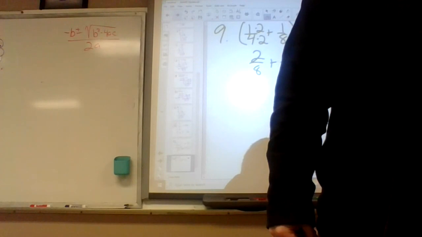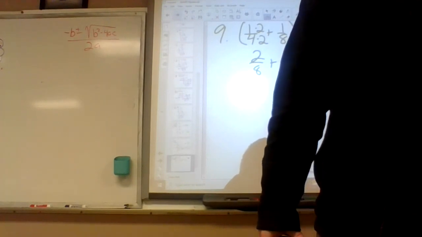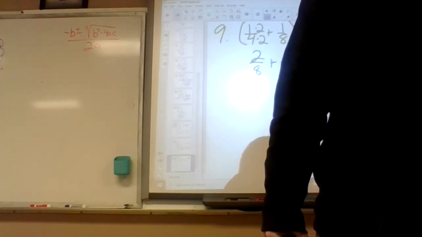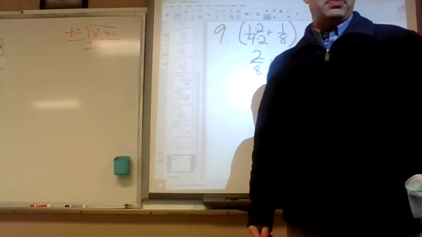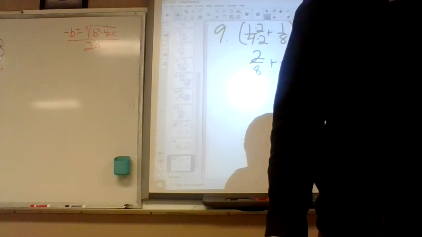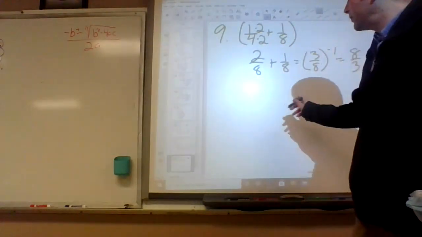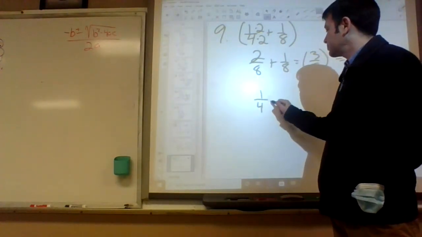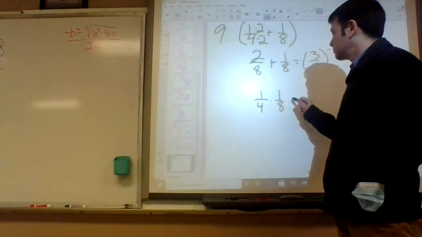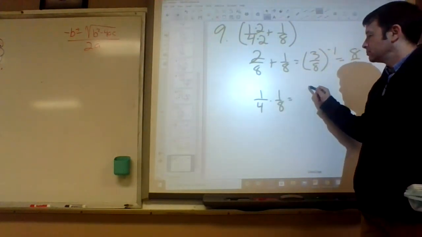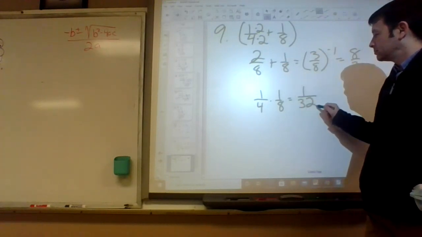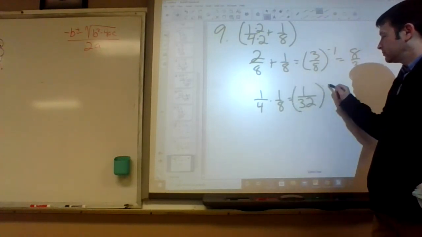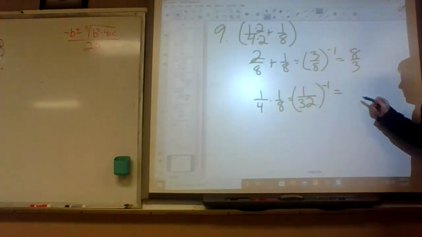Okay, that wasn't too bad. B, what's different on B? Oh, it's times, okay. So on B, it'll be 1/4 times 1/8. What is 1/4 times 1/8? Right? Oh, I don't know where I was. To the negative 1 equals.